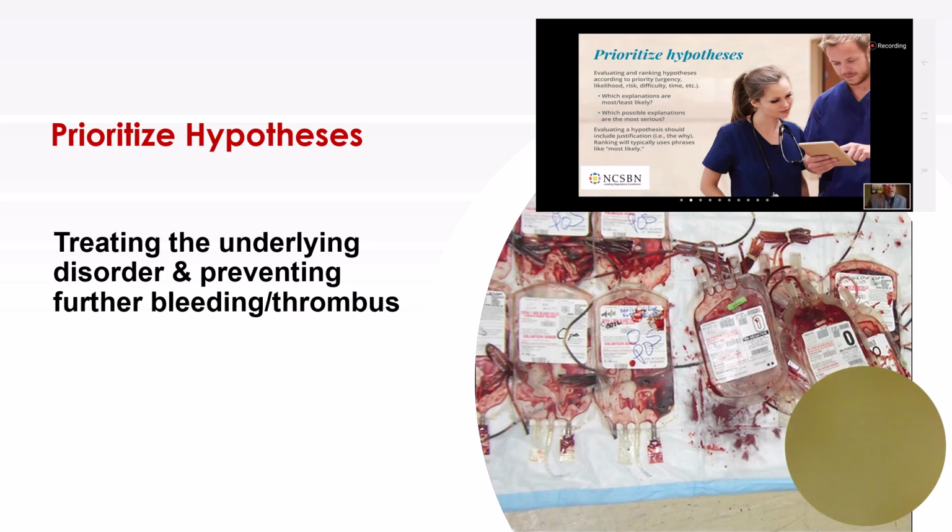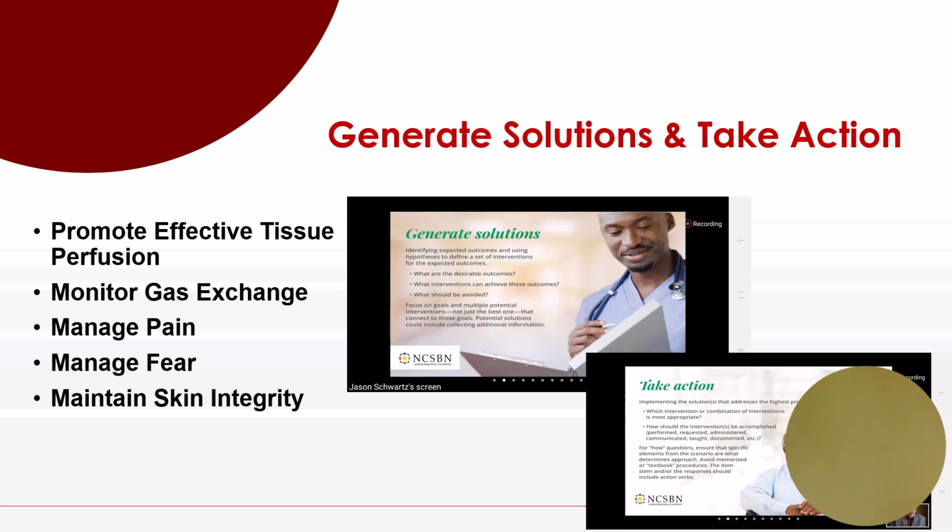Prioritizations. We need to treat the underlying disorder and prevent any further bleeding and thrombosis. So what are we going to do? Well, first of all, we need to promote effective tissue perfusion, monitor the gas exchange, manage the client's pain, manage their fear, and manage skin integrity. This will require close monitoring of those clients that are at risk so we can hopefully catch any early signs or symptoms and ward it off at the pass.